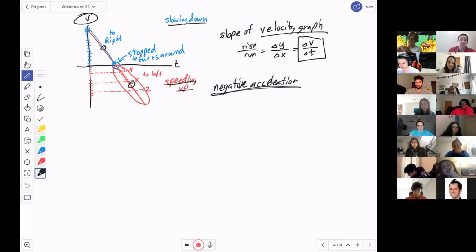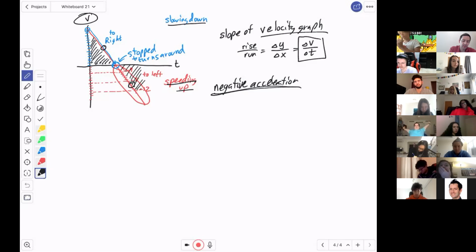All right, I know it's time to go. For next class, we talked about the slope here. I want you to think about what the area between the graph and the x-axis represents, and we'll talk about that next class.